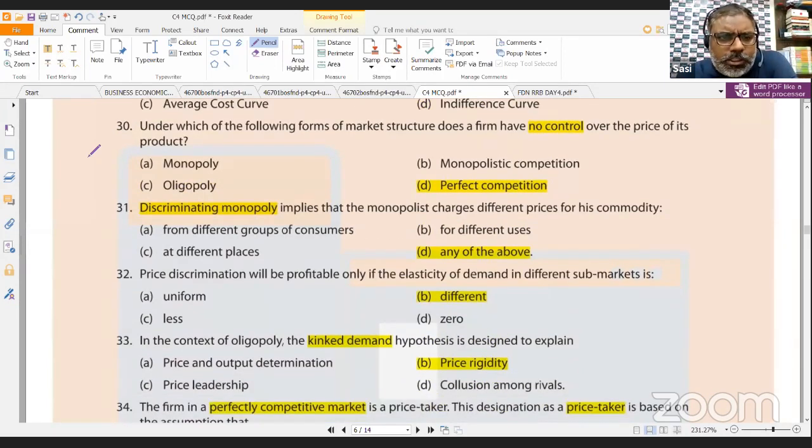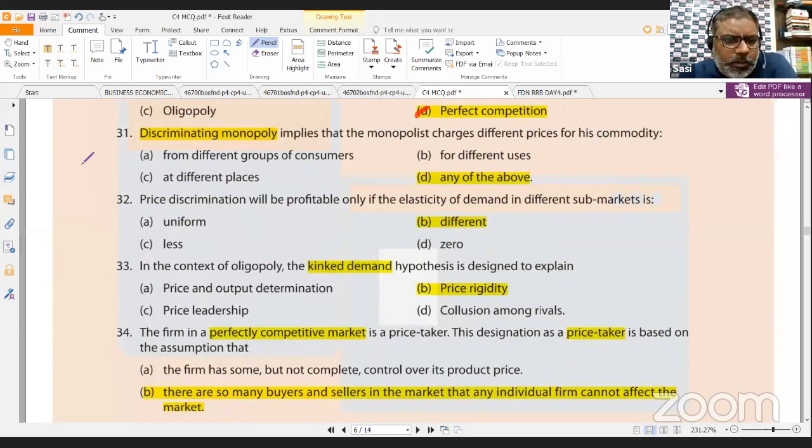Then question number 30. Under which of the following forms of market structure does the firm have no control over its price? Naturally, perfect competition. In case of perfect competition, the firm is a price taker and has no control over the price. So the correct answer will be D, Delhi.